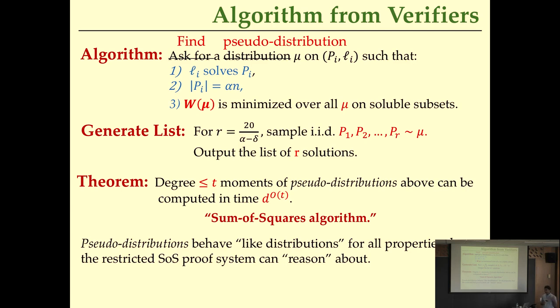What does that mean? If I only cared about finding low degree moments of pseudo distributions that follow a bunch of constraints, then I can find them in polynomial time. I can find degree t moments in d to the O(t) time. Remember that degree t moments require d to the O(t) numbers to describe. This is kind of the best you can do anyway. And the algorithm that does this is called the sum of squares algorithm. That's the only thing I'm going to tell you about it, unfortunately. But, or maybe one more thing.